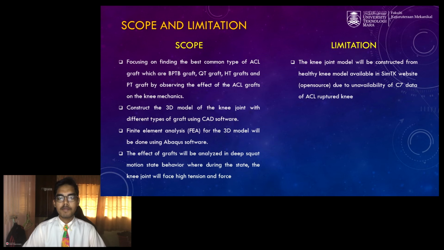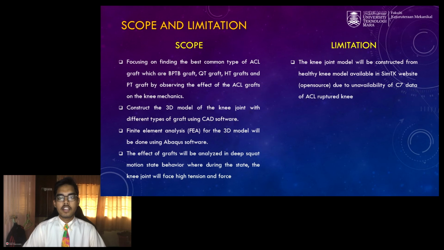Next, I will explain the scope and limitation for this study. The first scope of this study is focusing on finding the best common type of ACL graft, which are bone patellar tendon bone graft, quadricep tendon graft, hamstring graft and patellar tendon graft, by observing the effect of the ACL graft on the knee mechanics. Then, it constructs the 3D model of the knee joint with the different types of graft using CAD software. The finite element analysis for the 3D model will also be done using Abaqus software.